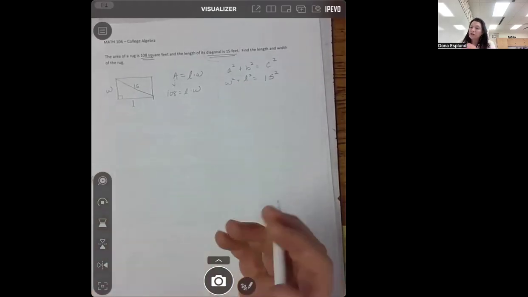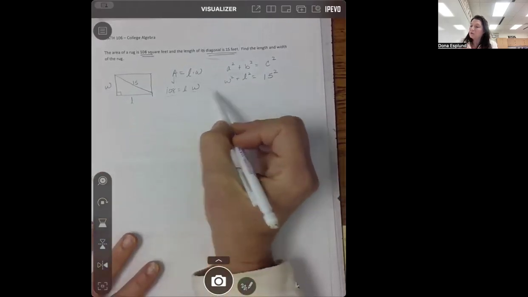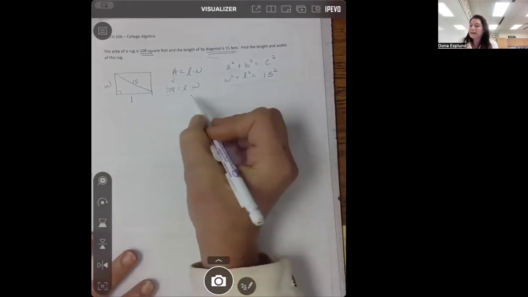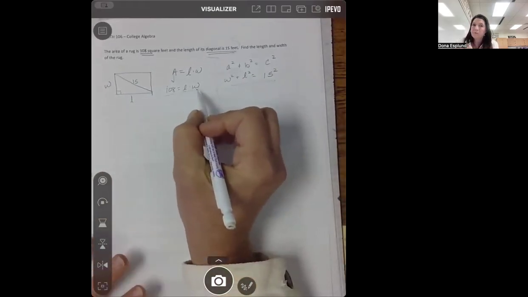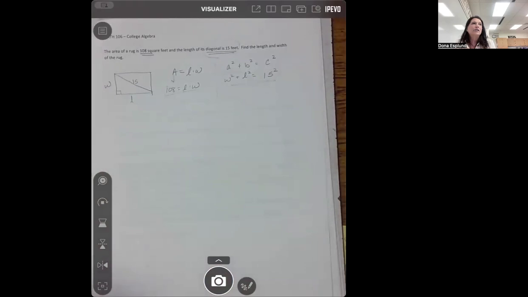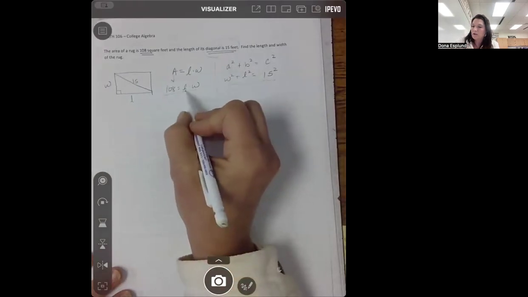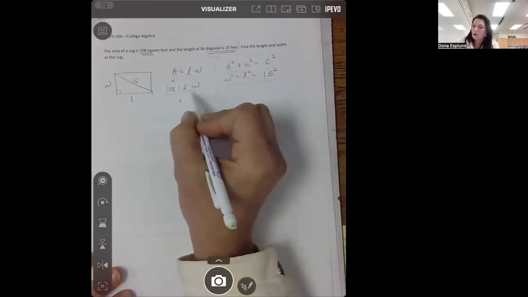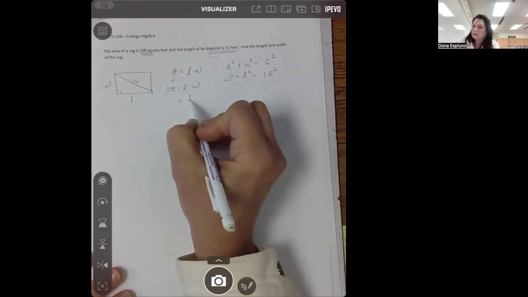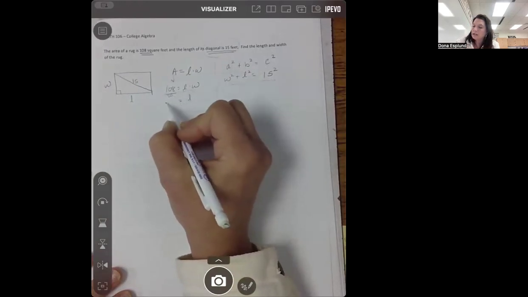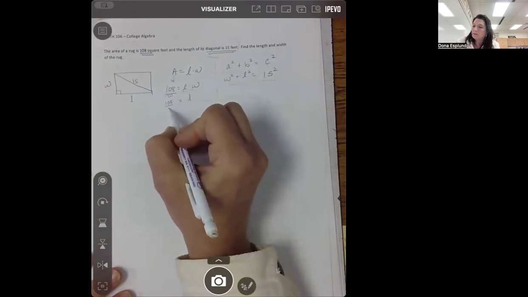Now I'm going to go ahead and choose. I have two equations, this equation and this equation. I've got to use either substitution or elimination, but because this one is multiplied and that would be one term, elimination would not be a great choice, but substitution is going to work great. So I'm going to solve for one of the variables. Let's say I solve for L. That means I divide both sides by W. So L is going to equal 108 divided by W.